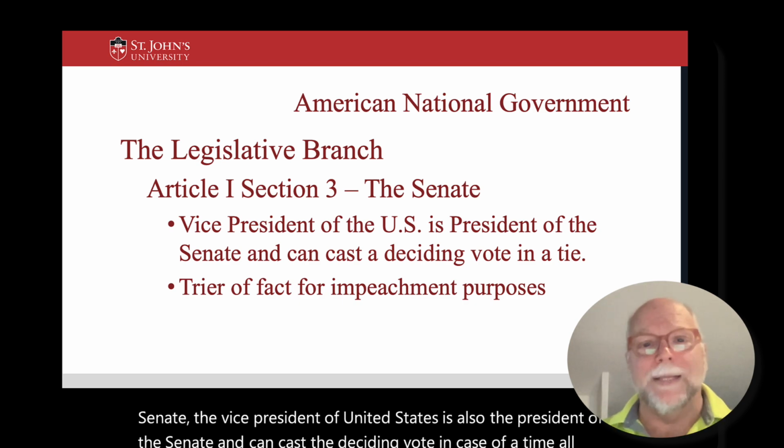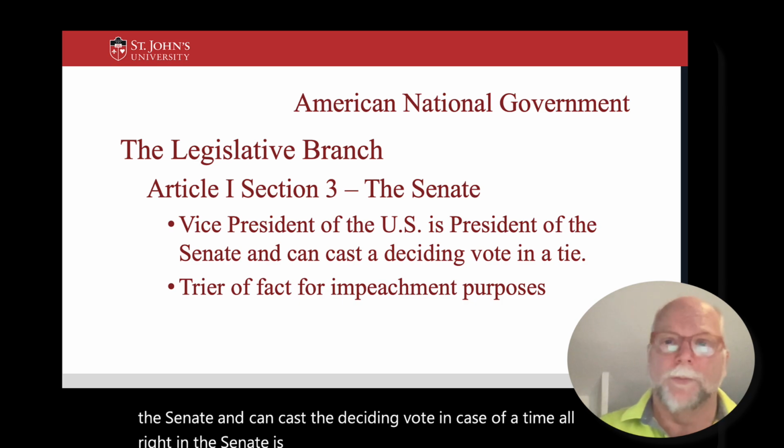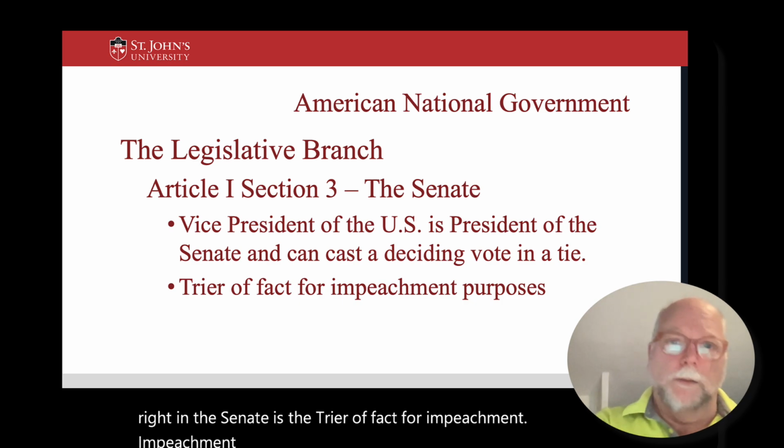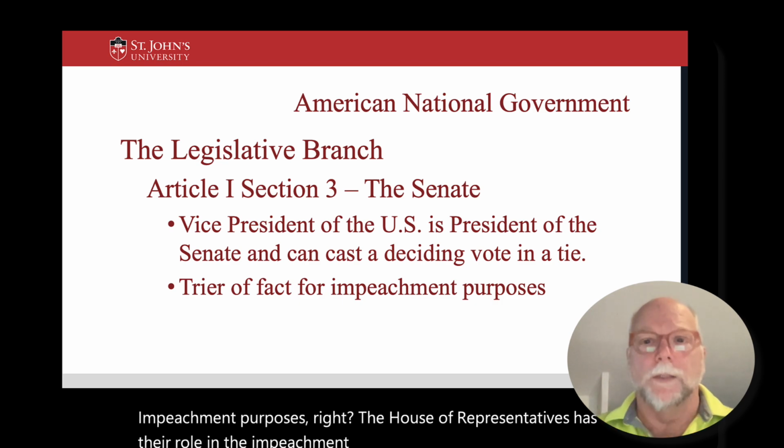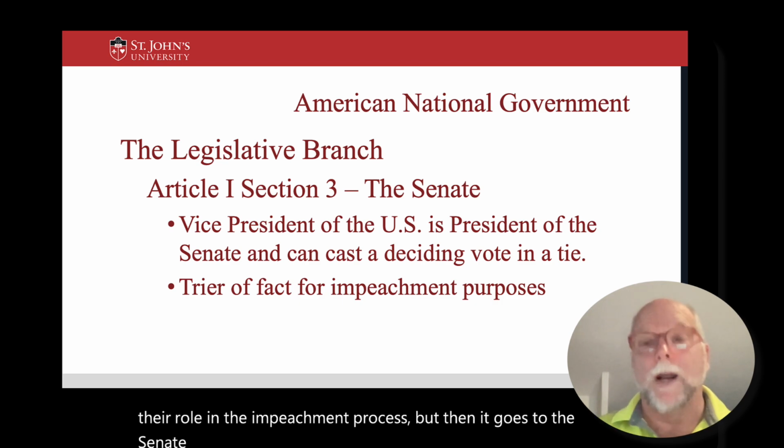All right, and the Senate is the trier of fact for impeachment purposes, right? The House of Representatives has their role in the impeachment process, but then it goes to the Senate for actually trying the person and saying that they should be removed from their office.